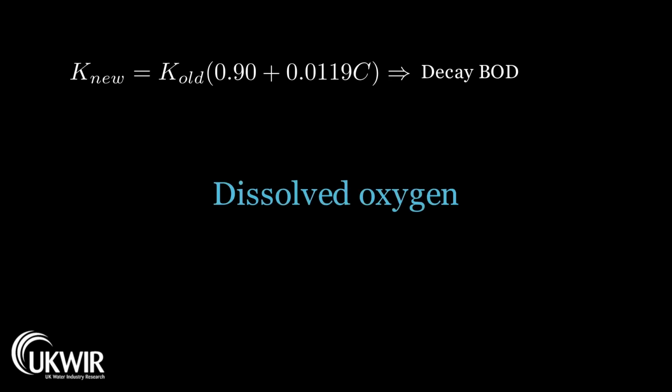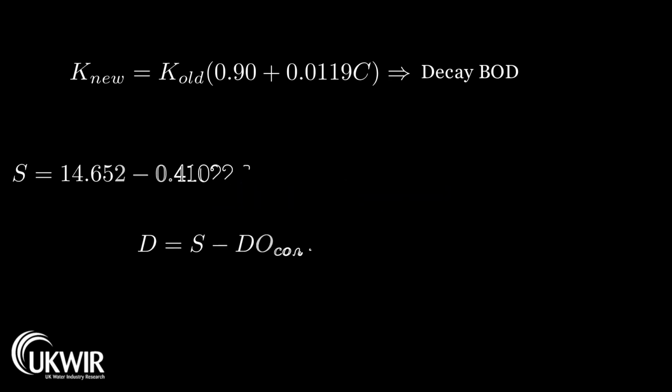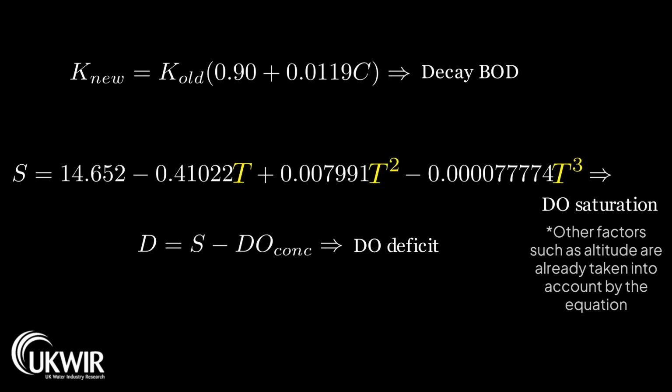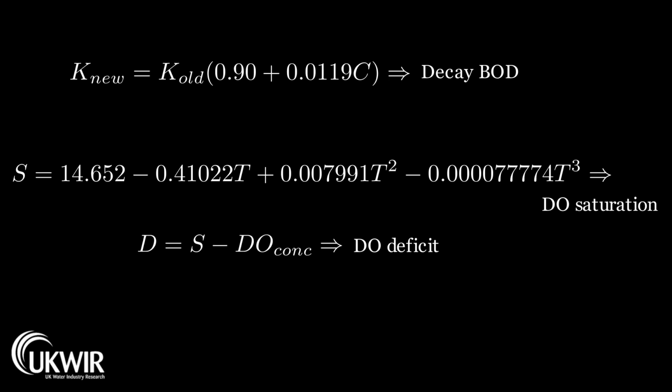Now let's take a look at dissolved oxygen. Dissolved oxygen needs more equations. The first one is the DO saturation, the concentration of saturation for dissolved oxygen in the river, which might look very complex, but actually only depends on temperature, which appears in 3 terms, as you can see on the screen. The next equation is the deficit equation. So the saturation that we already have minus the dissolved oxygen concentration at that particular point equals the deficit.